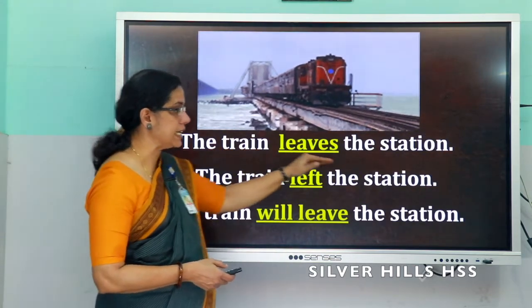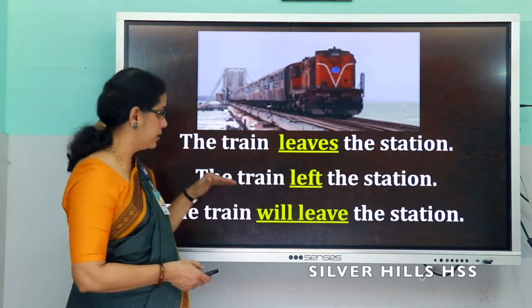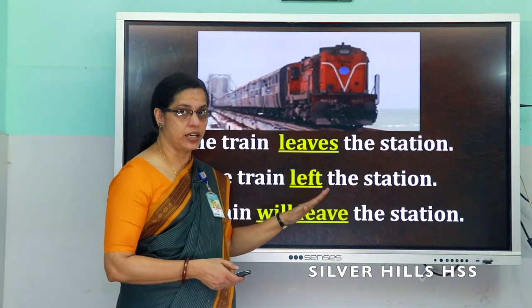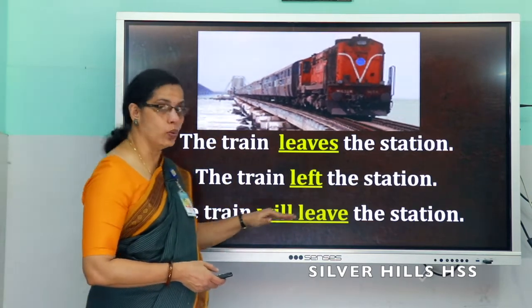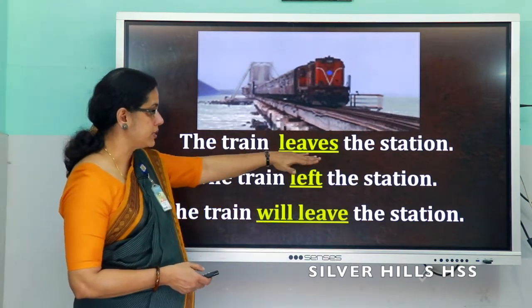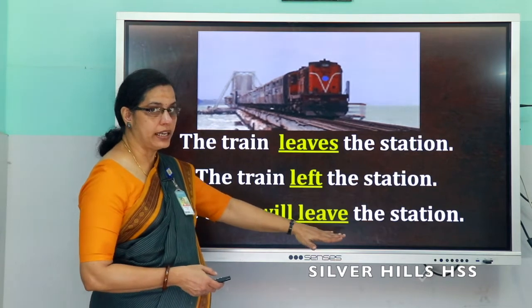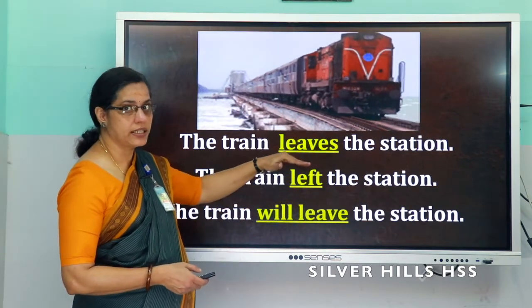The train leaves the station. Leaves, present tense. The train left the station, that is past tense. The train will leave the station, that is future tense. Leaves, left, will leave. Present tense, past tense, future tense. See the change in the spelling.